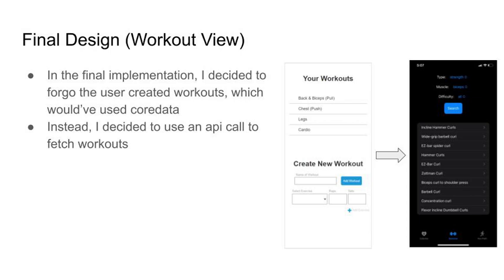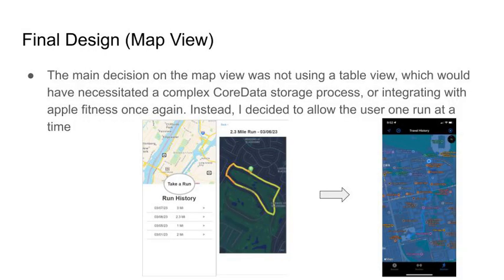For the workout page, I decided to replace the use of Core Data and user created workouts and instead used an API call to a database of exercises that a user can filter based on a few optional parameters like exercise type, muscle group, and difficulty. For the map view, I decided not to use the table view of runs, as this functionality was also based on Apple Fitness data. So in the end, I decided to handle the tracking using Core Location and only allowed users one run at a time. More on that later.